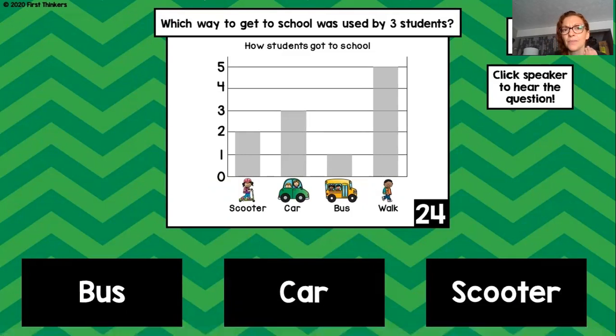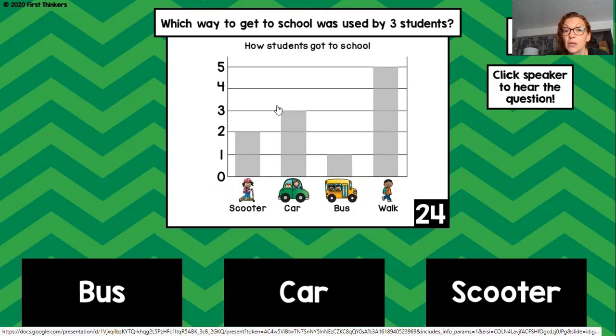Ooh, I like this question. Which way to get to school was used by 3 students? So which one has 3? I'm erasing my board. I want you to look at that graph. All right, so we could look at each one and figure out which one was used by 3, or we can go right to the 3 and see which one stops at the 3. Does a scooter stop at the 3? No. Does the car stop at the 3? Yep. Does the bus stop at the 3? Nope. Does the walk stop by the 3? Nope, it is the car.